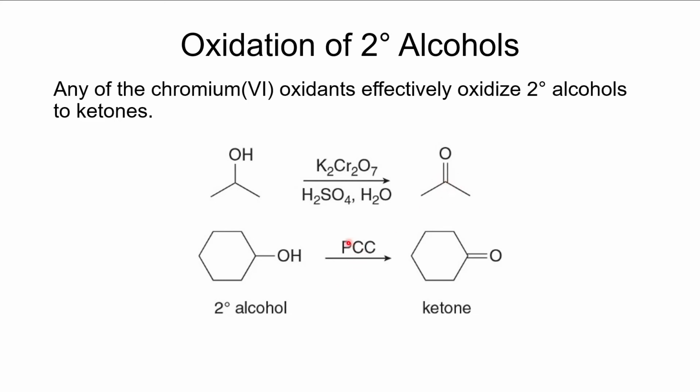If we use the pyridinium chlorochromate, we'll get pretty much the same result. There are reasons why the pyridinium chlorochromate is a little bit more effort. This is practically free, and this is not. So there are reasons why you might want to use it. You don't have to have sulfuric acid in there, and if you happen to have some other functional group on your compound that's sensitive to acid, then PCC might be the optimal choice.